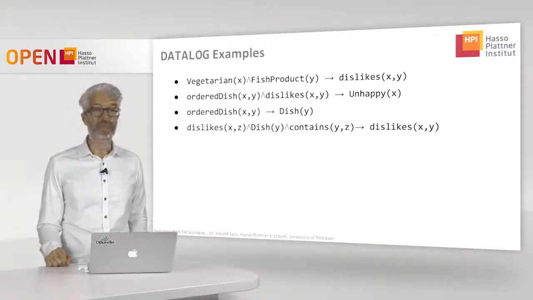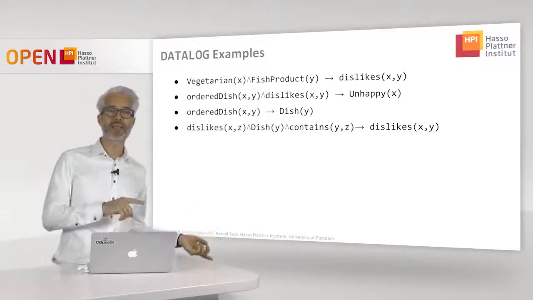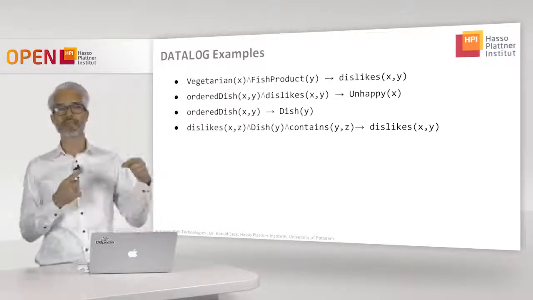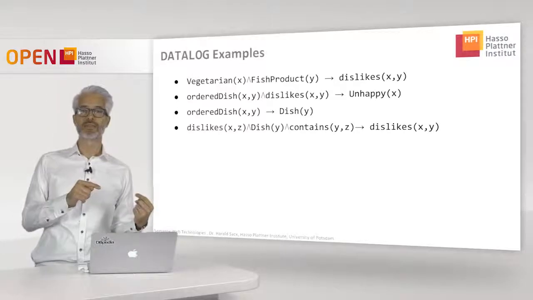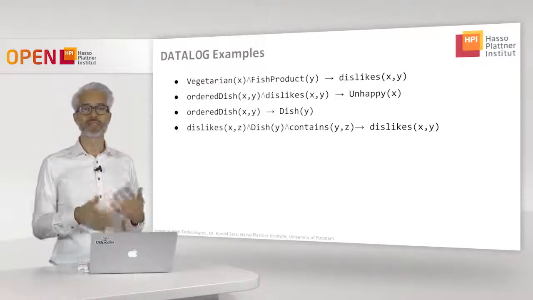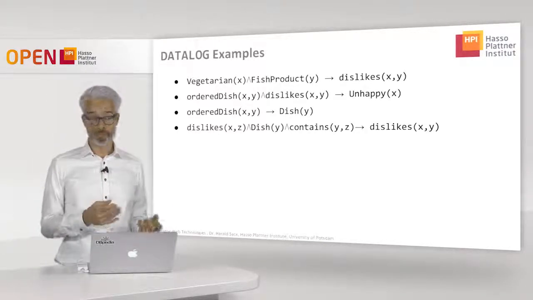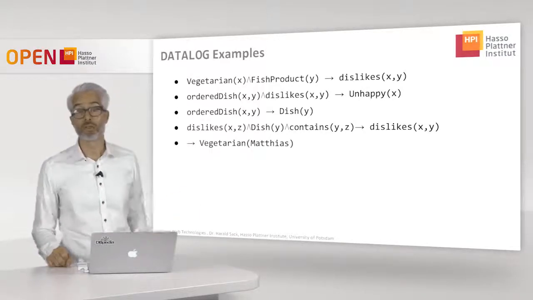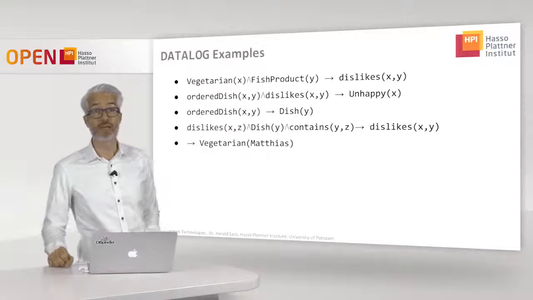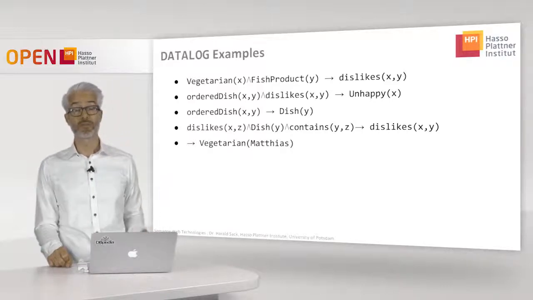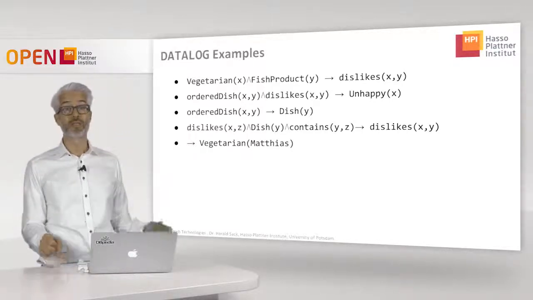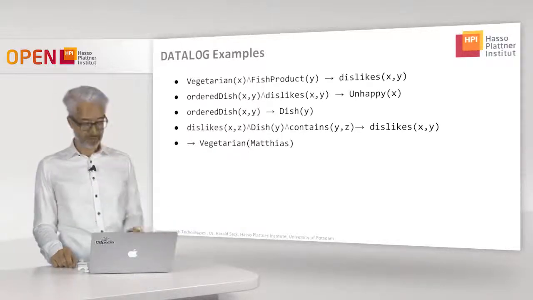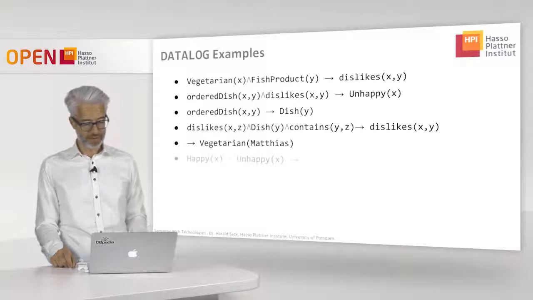Now something more complicated. For example, if X dislikes Z and Y is a dish which contains Z, then X dislikes Y. You see, these expressions can become rather complicated, although we are restricted to a few logical connectives and things that are allowed in DATALOG. Also here I can state, for example, that Matthias must be a vegetarian. This is also a DATALOG statement in that sense.